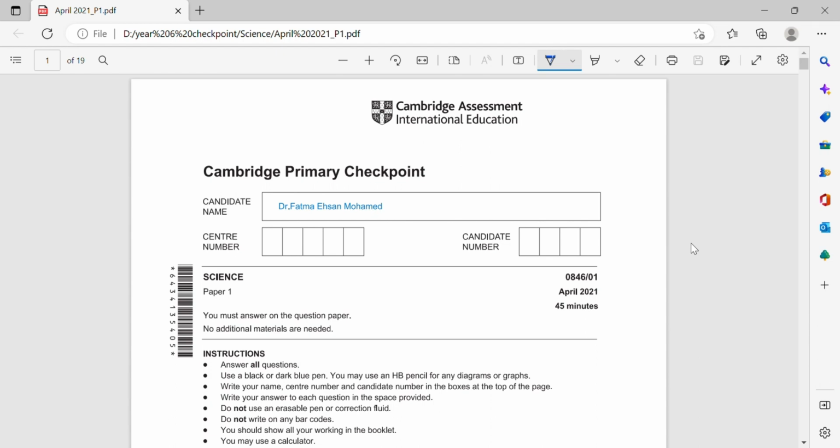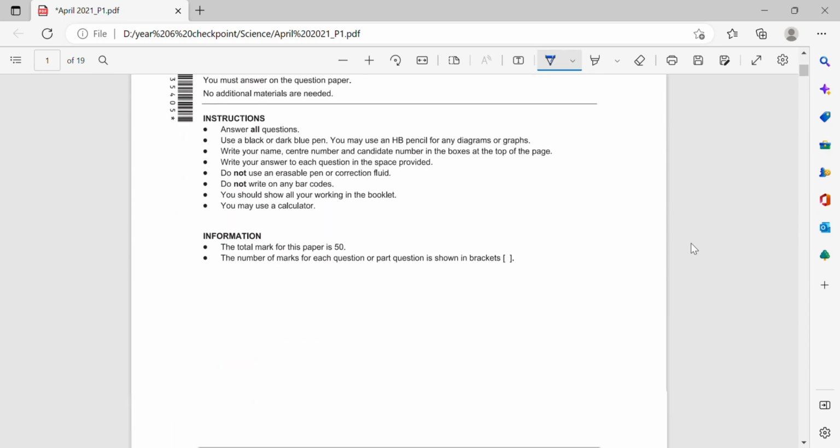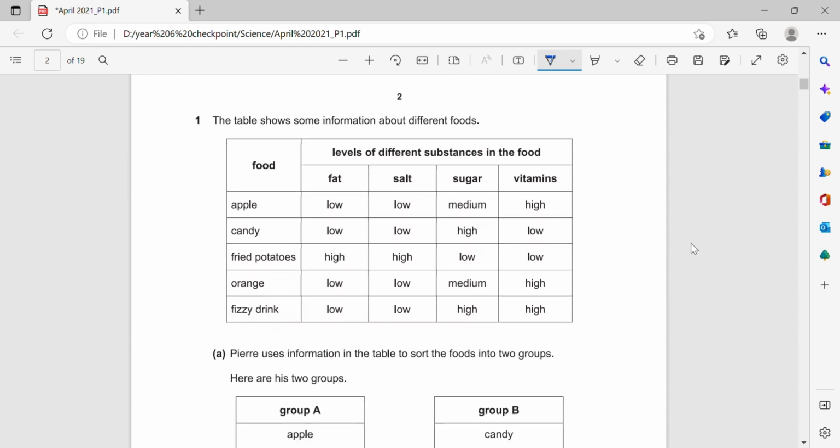Today we are going to solve Cambridge Primary Checkpoint, April 2021, Paper 1. Question number 1. The table shows some information about different foods. عندنا هنا different foods وعندنا information about the different foods regarding fat, salt, sugar, and vitamins.